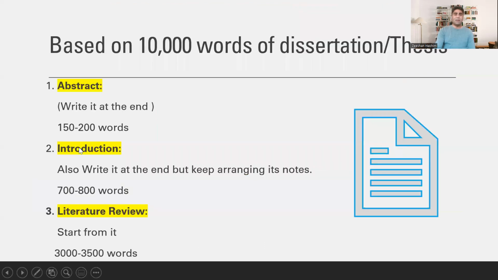Remember that here I'm explaining the different components of a dissertation or thesis. It is based on a dissertation of 10,000 words. Mostly in the UK, you need to write a dissertation of 10,000 words, plus or minus, which means if you write 9,000 to 11,000 words, it's totally fine.